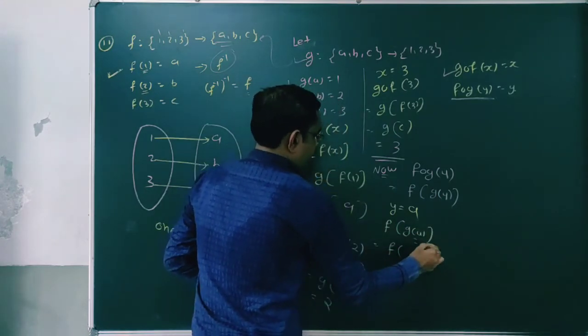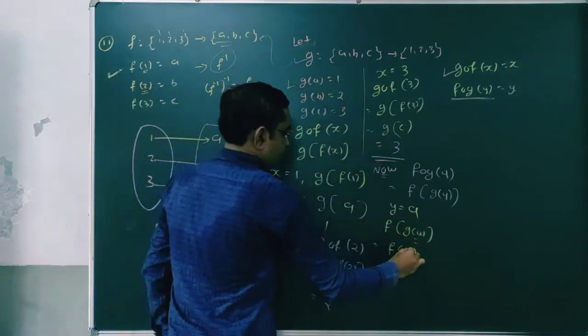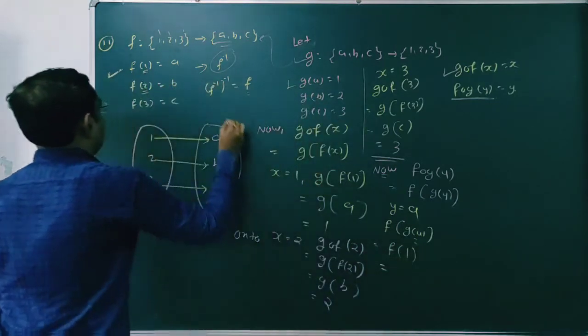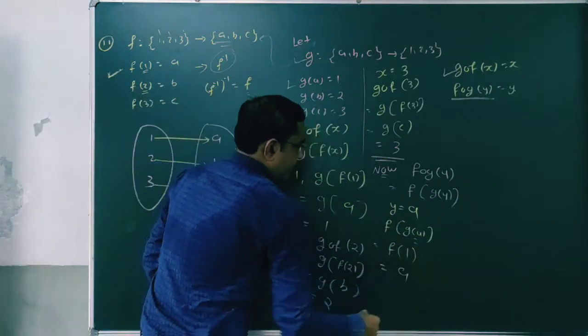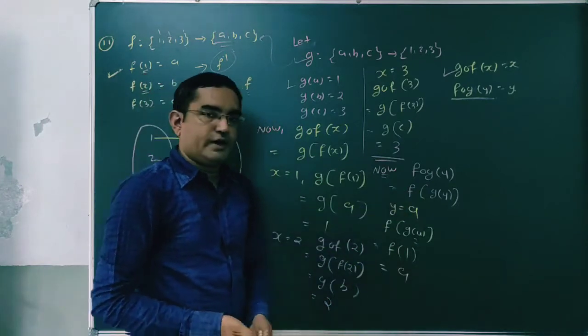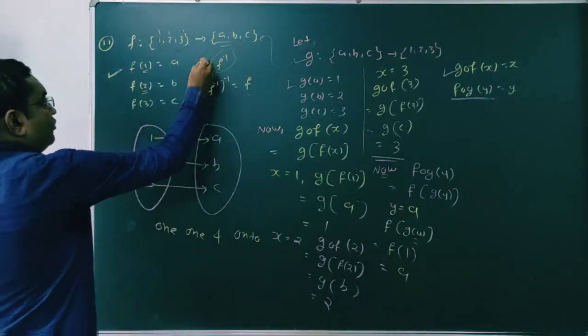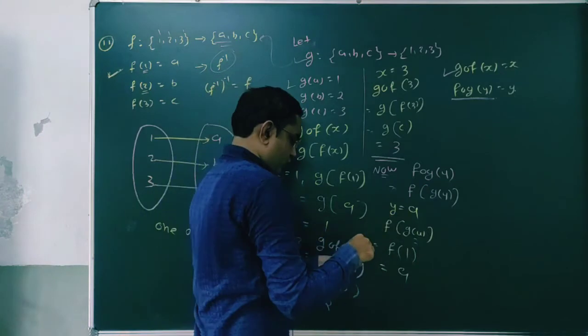What is g of a? G of a is 1. So f of 1, what is f of 1? F of 1 is a. So here again, f of g of a equals a. We have to verify this for all three elements. So this is for y equal to a.